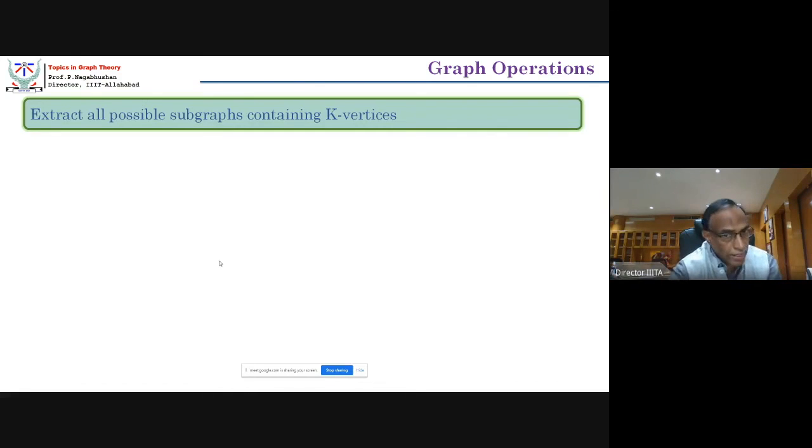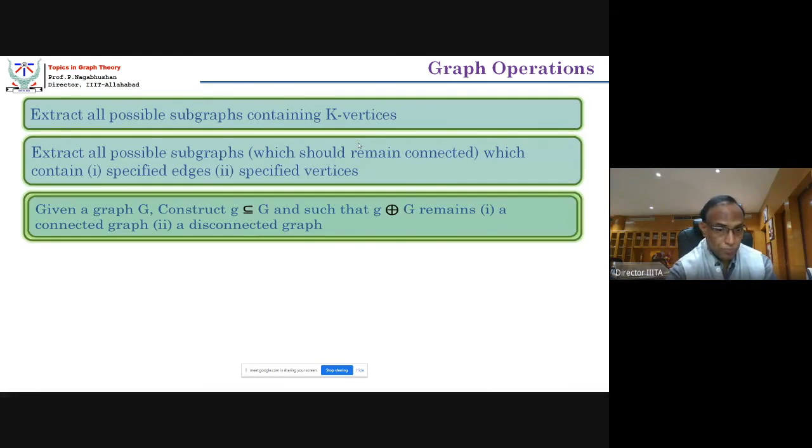Now extract all possible subgraphs containing k vertices. I mentioned that I want all subgraphs containing 3 vertices, all subgraphs containing 4 vertices, not a specific one, all possible. Maybe vertex joint, vertex disjoint, all. I do not mind them being vertex joint, but I want all possible subgraphs of k vertices.